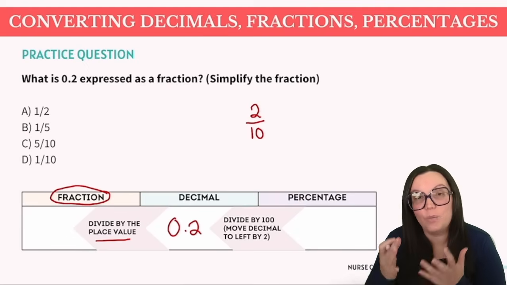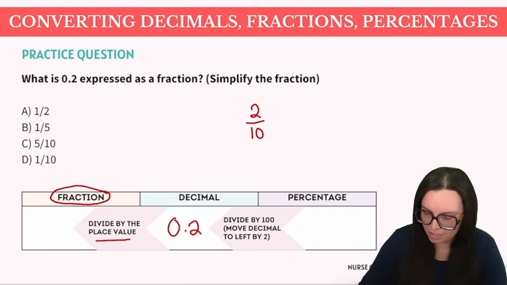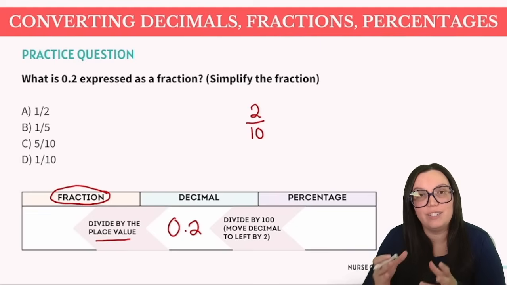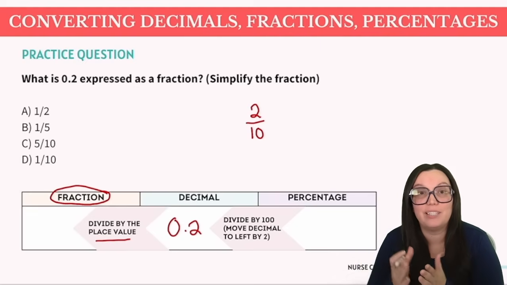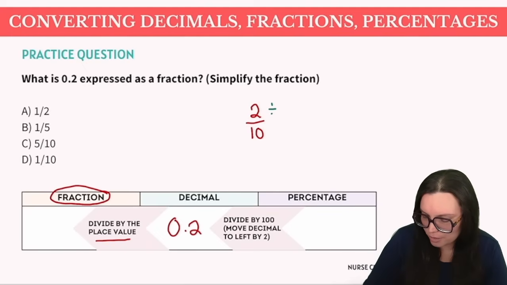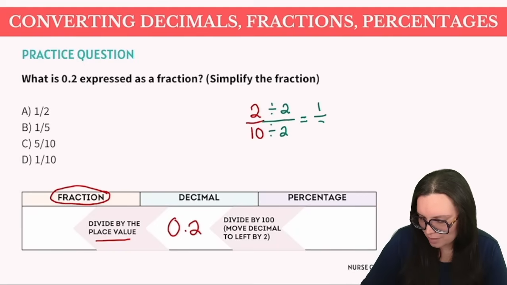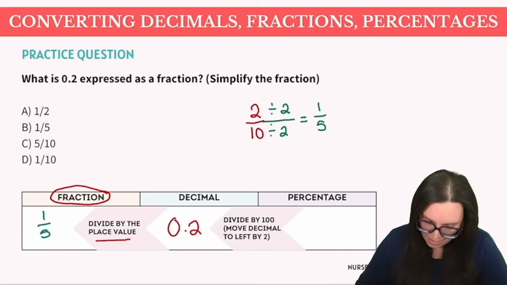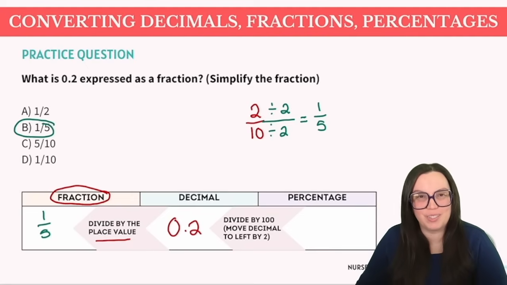But again, we have to simplify our fraction. So in order to do so, we need to find the most common number that can be divided into our numerator and our denominator. That common number is going to be 2. So we're going to divide both sides of our fraction by 2, and that's going to give us 1/5. Do we have an answer that's 1/5? We do. The correct answer for this equation is going to be B, 1/5.